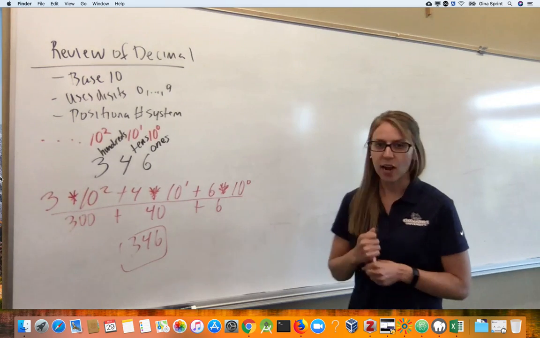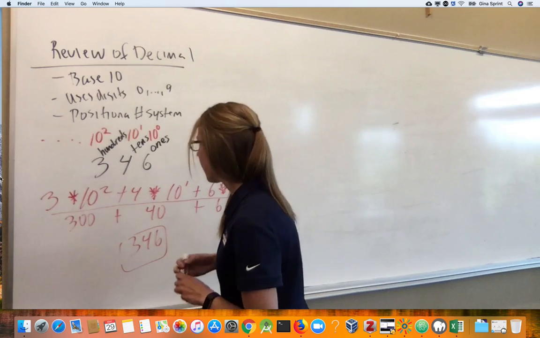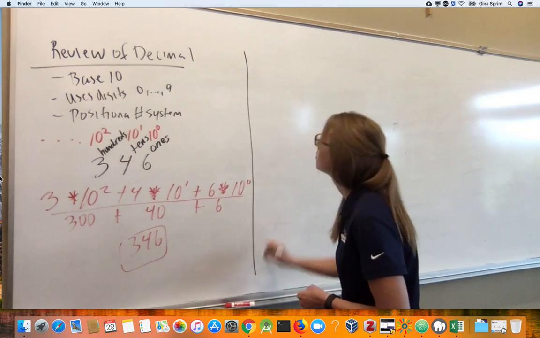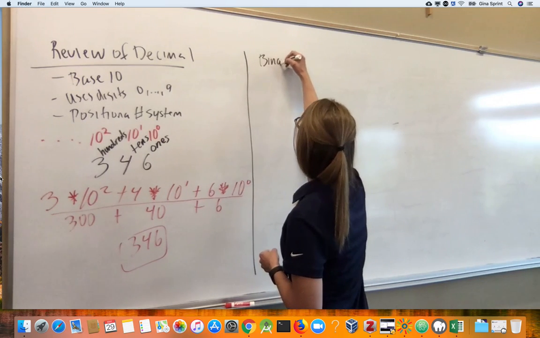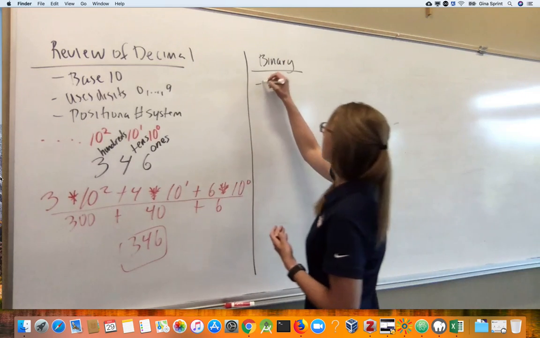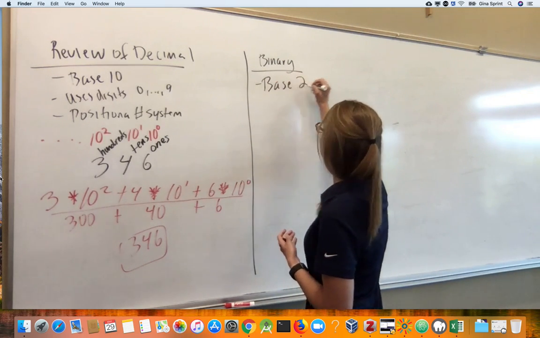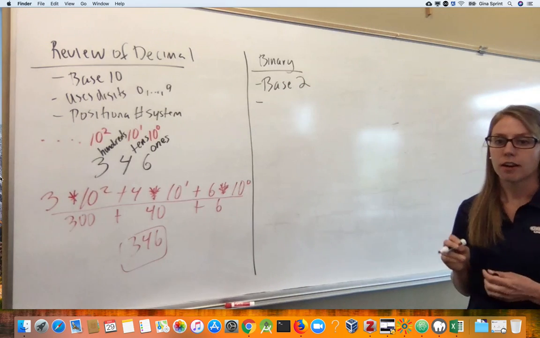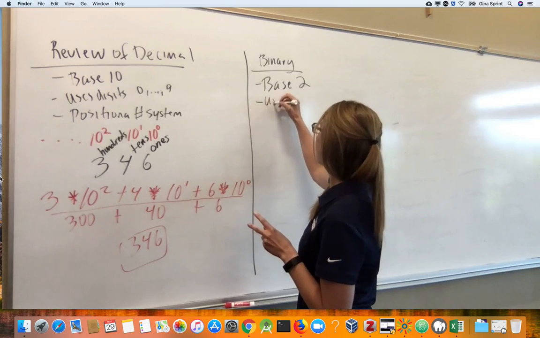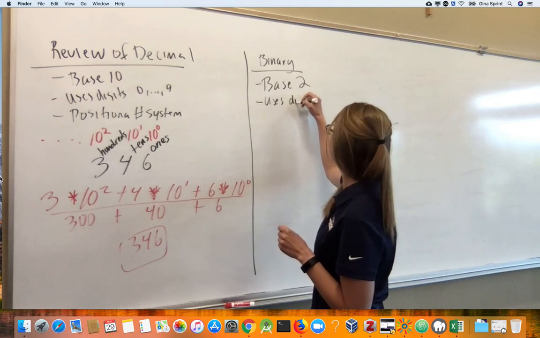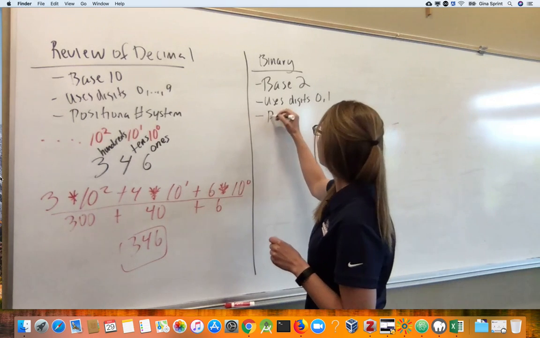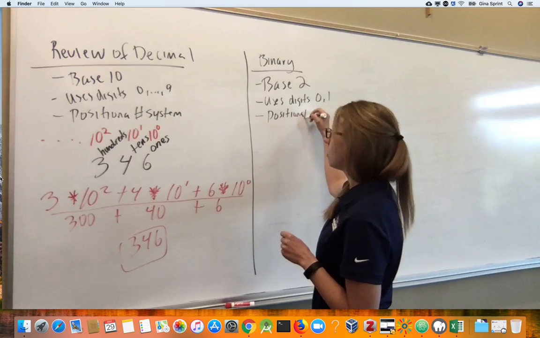Okay, we are now ready to begin our discussion of binary. Binary is base 2. Therefore, binary only needs 2 digits in order to represent its numbers. And those 2 digits are 0 and 1. Like decimal, binary is also a positional number system.